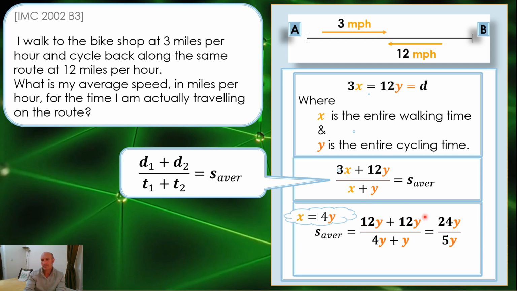In the end, I simplified further the numerator to get 24y. In the denominator, I'm going to substitute x time with 4y, which I get by cancelling these two expressions by 3. And further, I simplified the denominator to get 5y. The next step, by cancelling y and dividing 24 by 5, I get 4.8 miles per hour. What is the answer?